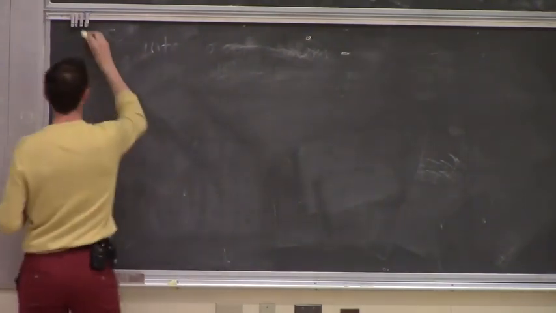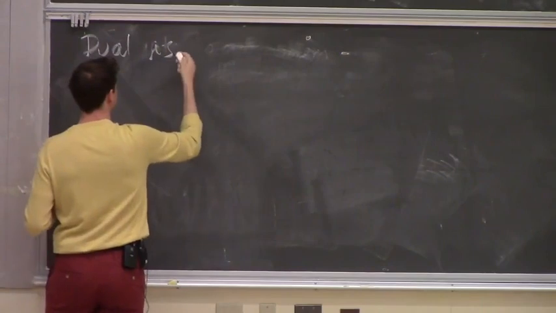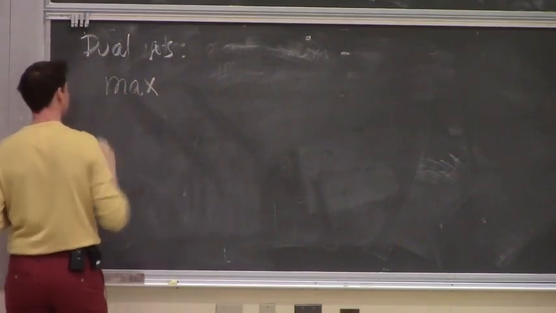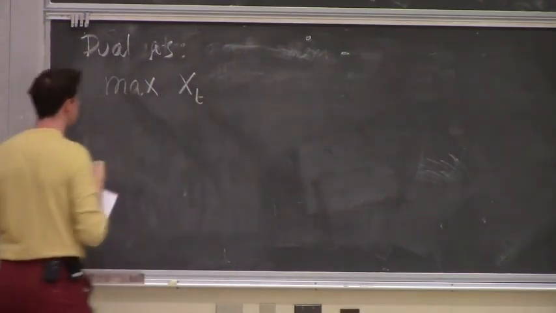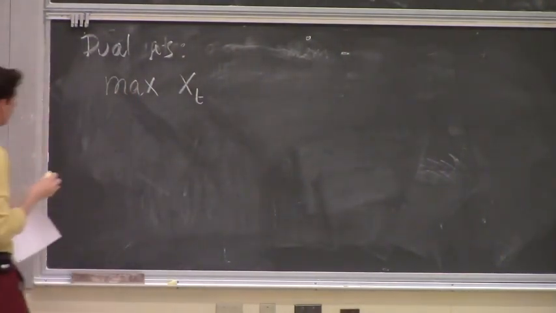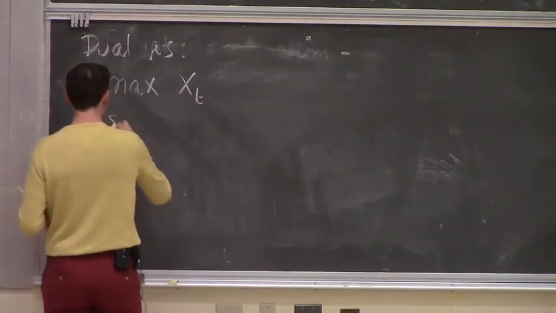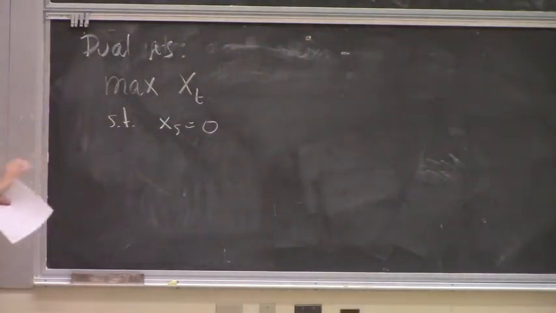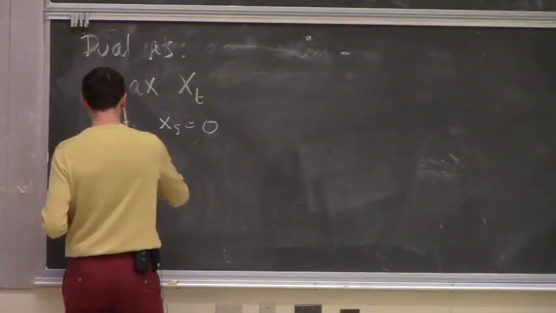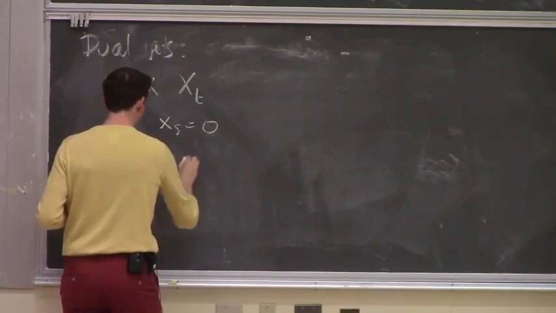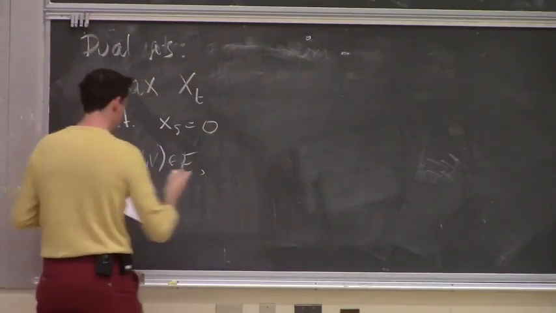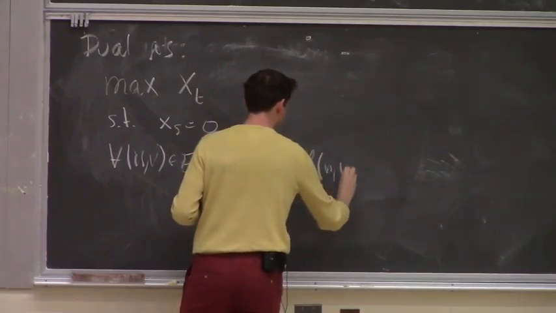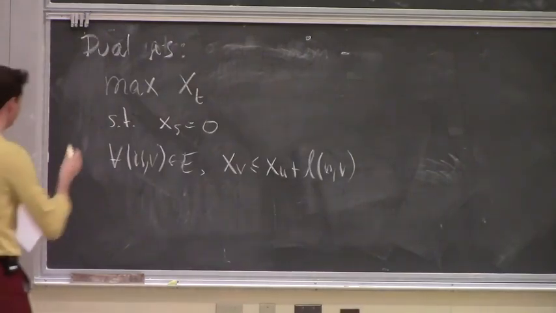All right, so the dual is as follows. So we're going to maximize a value that we're going to call x sub t. Okay, it's going to be related to the target vertex t, subject to certain constraints. The constraints are going to be that the value that we associate to the source is by default 0. And then, for every uv that is an edge, I'm going to say that xv cannot be more than xu plus L of uv. Okay, that's the entire linear program.